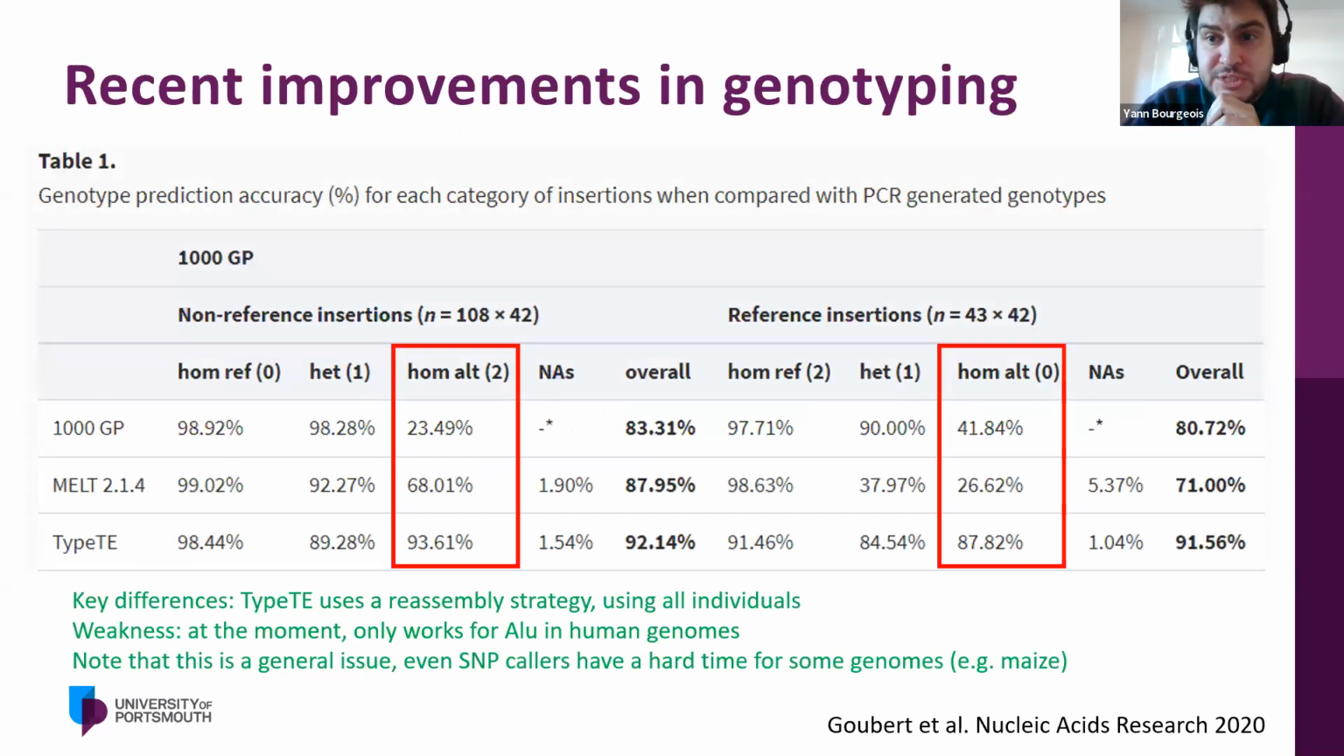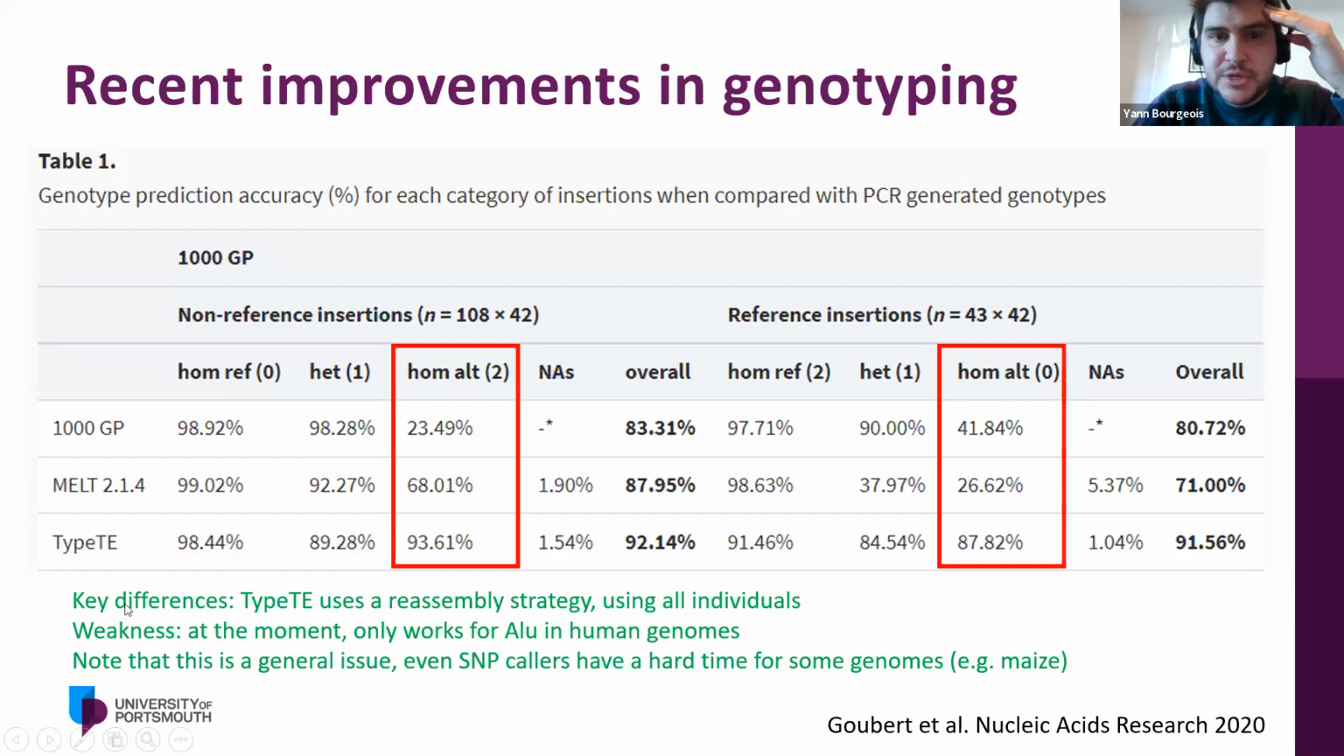The main difficulty, of course, is that if you are interested in population genetics, you need to be sure that you are genotyping your individuals correctly, especially if you expect them to be heterozygous. And this is actually surprisingly hard. Here I'm highlighting an interesting paper that has been published recently in Nucleic Acids Research, where the lead author is Clément Goubert. They looked at the accuracy of calling, for example using MELT or other approaches, and compared it with the genotypes obtained by PCR genotyping of the transposable elements.